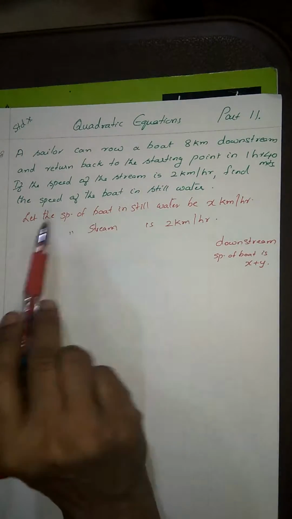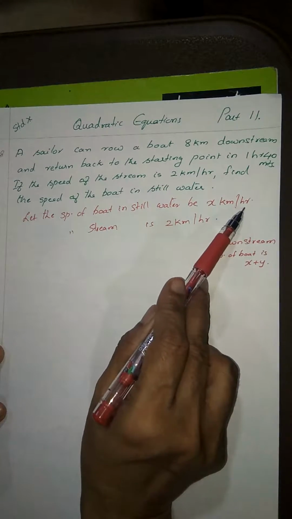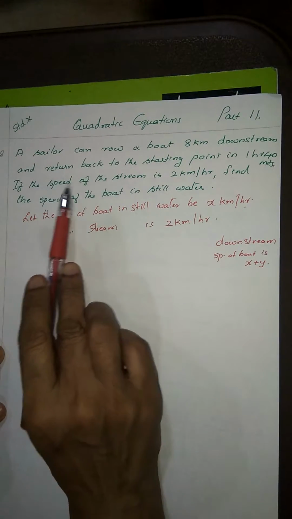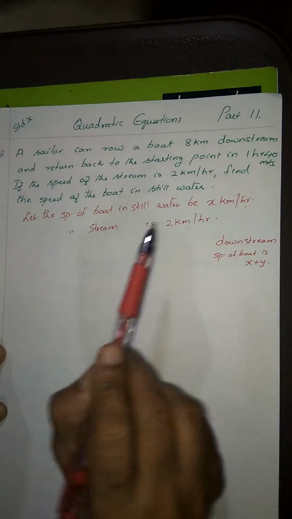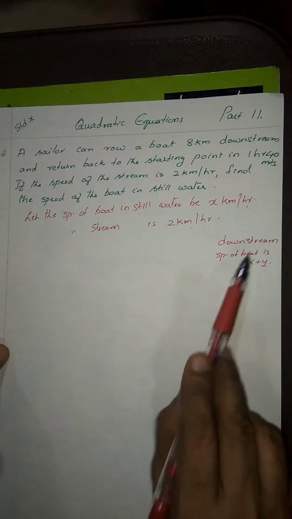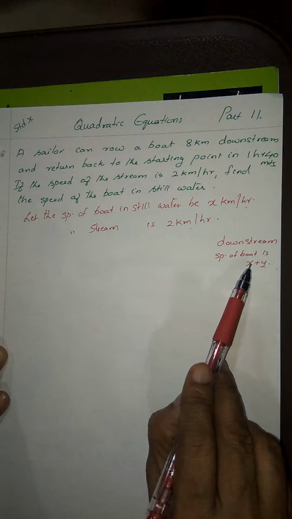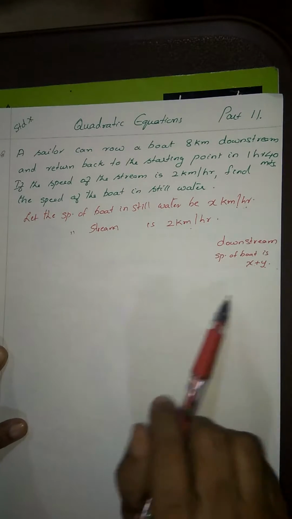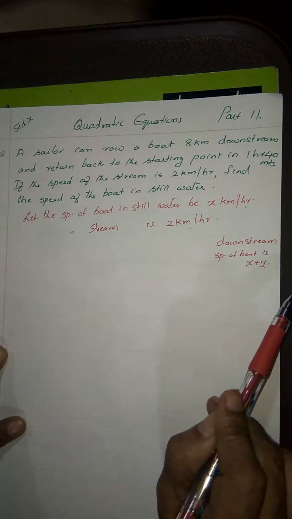So let's assume the speed of the boat in still water be x km per hour. Here they have given the speed of the stream as 2 km per hour. So now speed of the boat downstream is x plus y. That is, in downstream the speed of the boat will increase, so x plus y, and in upstream it will decrease, so it is x minus y.